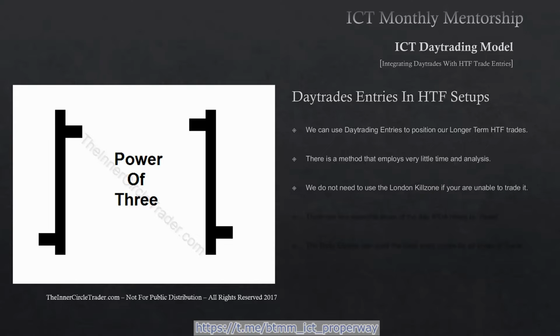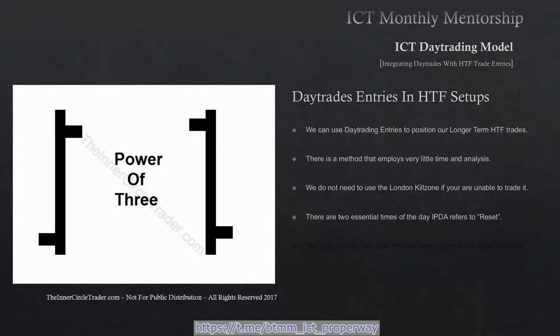We do not need to use the London Kill Zone if you're not able to trade it. Some of you aren't able to get up, aren't able to stay awake, can't do it because of business, family, work. I get it. Trust me, I've been there. We don't need to have the London Kill Zone to be a day trader. You don't need the London Kill Zone to be entering with your higher time frame setups as a day trader either. There's a way of using day trading concepts to facilitate an entry on longer term, higher time frame setups.